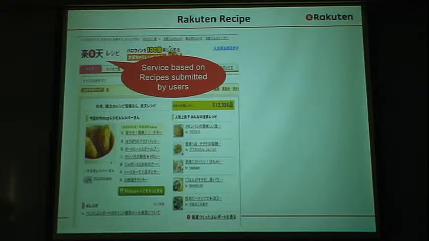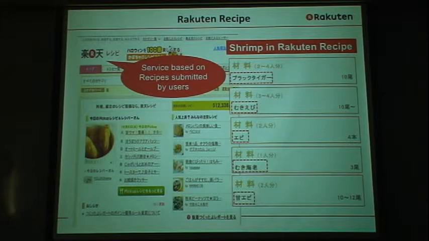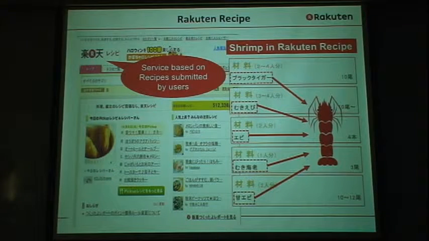Rakuten Recipe is a service based on recipes submitted by users. In this service, users can freely submit their recipes by themselves, but that causes lots of writing variations. Let's look at shrimp in Rakuten Recipe. Here you have many different shrimps, like black tiger, which is a variety of shrimp, and ebi written in hiragana, katakana, or kanji characters. The goal of this research is to find that all of these variations refer to the same object, namely shrimp.